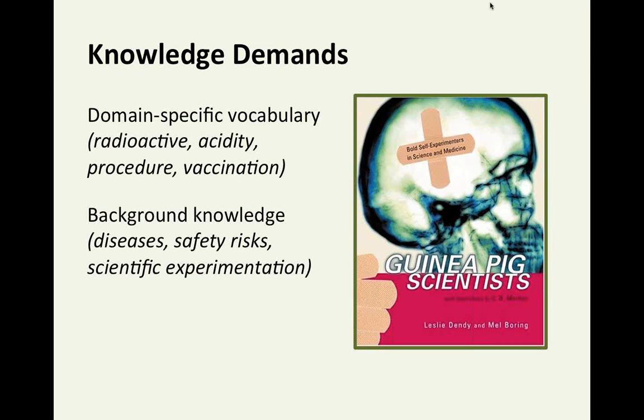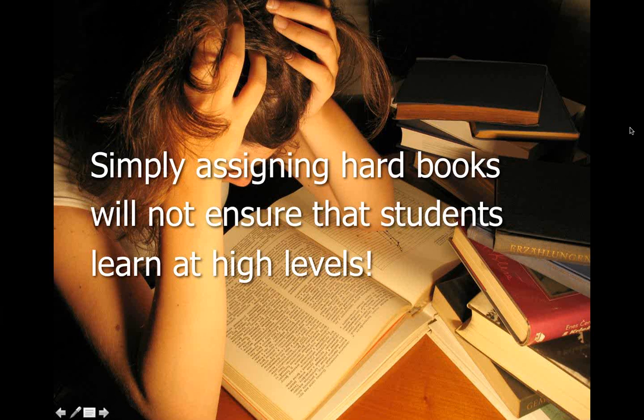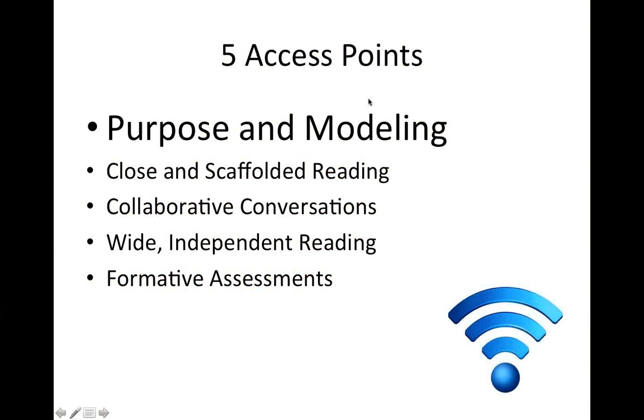So we have to start really understanding what makes the text complex, and we have to figure out how to get kids to interact with each other about the text. But simply assigning hard books is not going to get us there. Simply assigning hard books is not going to get kids to read at high levels. We have to actually do some teaching. And that's where the next access point comes in.